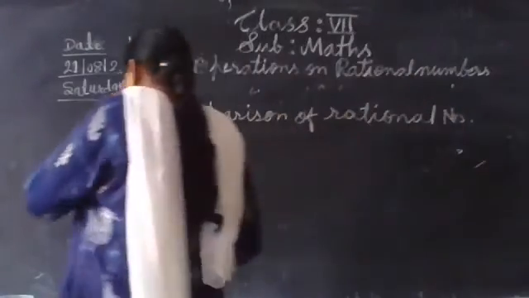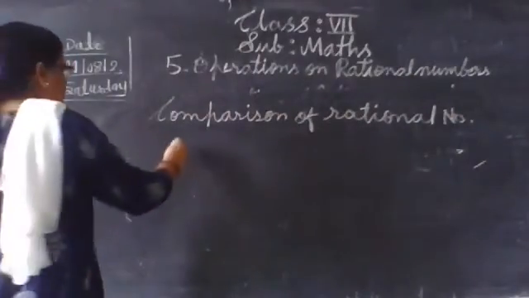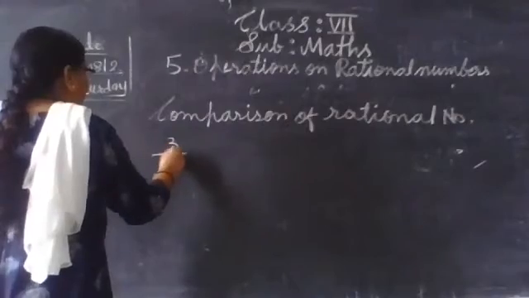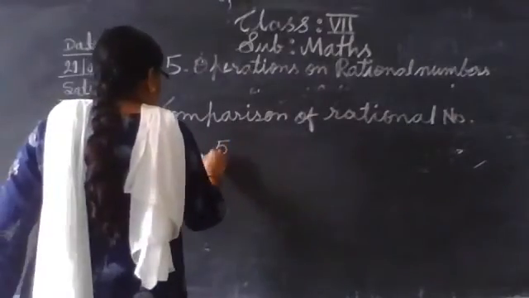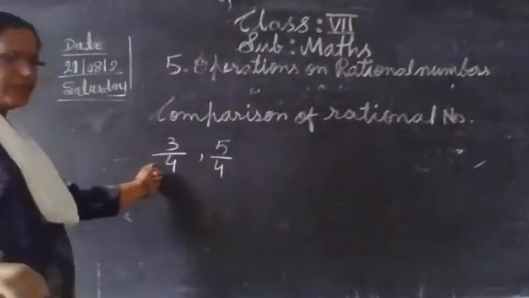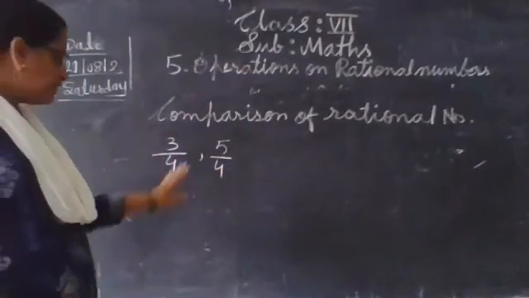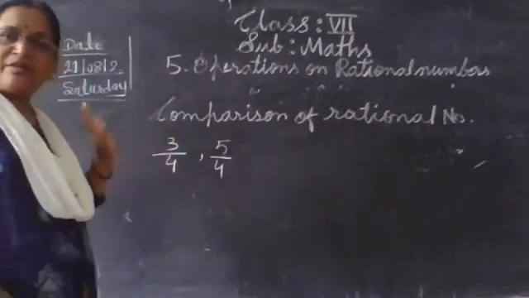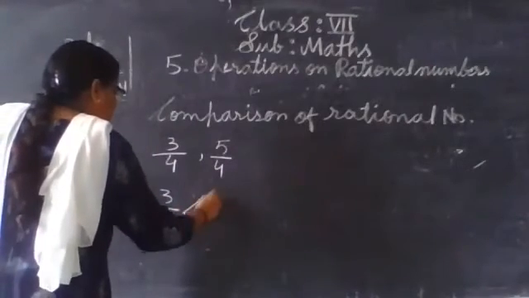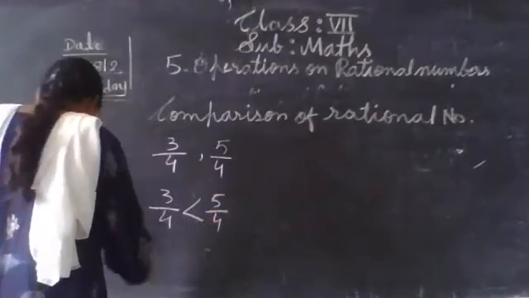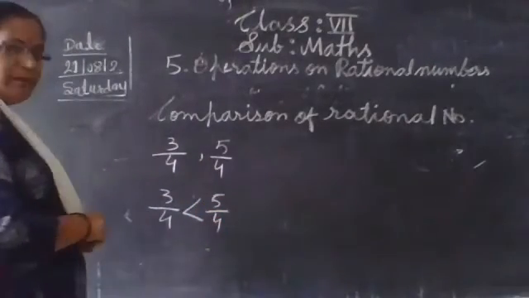See beta, first we will see the positive comparison. Suppose 3 upon 4 and 5 upon 4. See, denominators are same, means greater the numerator, greater the fraction. So 3 upon 4 is smaller than 5 upon 4. Got it, beta?